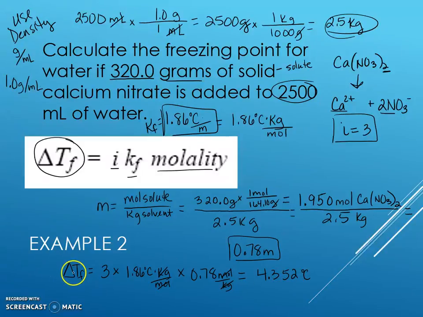But that's not our answer. That just tells us the change in temperature. We want the actual new temperature. So what temperature does water freeze at? It freezes at 0 degrees Celsius, right? Remember, when we change the freezing point, we make it go lower. So we're going to take that and subtract it from 0 because we want that freezing point to go lower, right? So now our new freezing point is negative 4.352 degrees Celsius, or you could just do 4.35 and that's fine too.